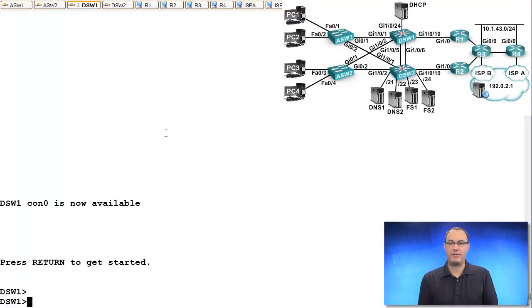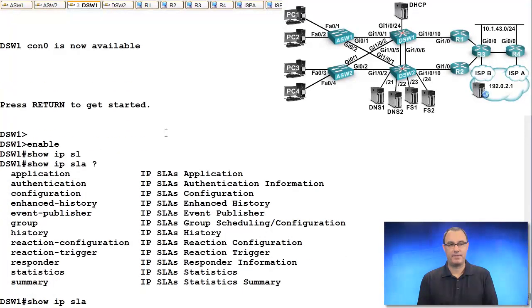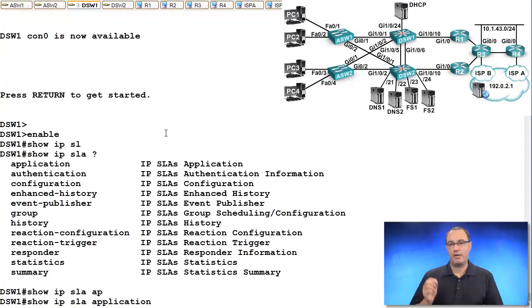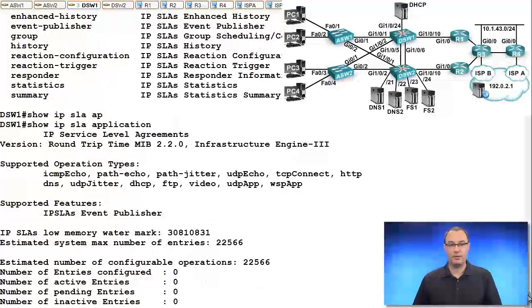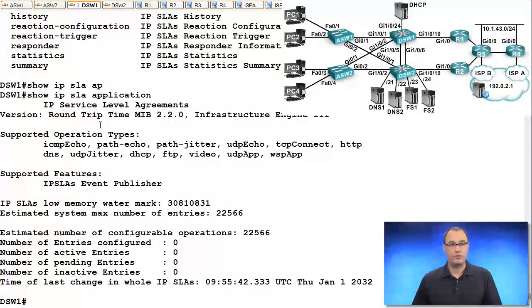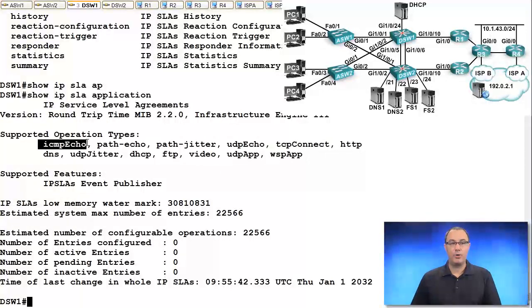Let's look at our chassis. Let's do a show IP SLA application. What application will do is it says, here's what you're capable of doing. Let's look at that. So you can do things like, those are your operations. ICMP echo is really the most commonly used of the operations that are out there. Okay? ICMP echo.